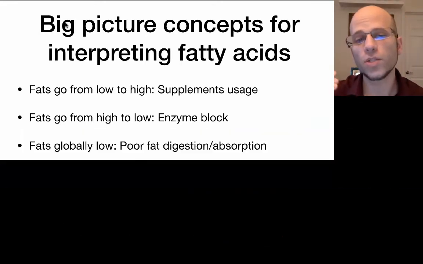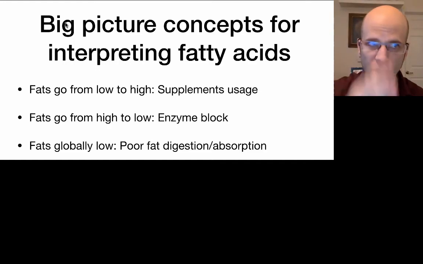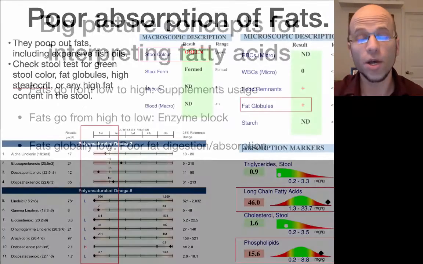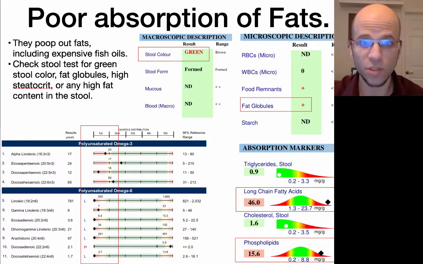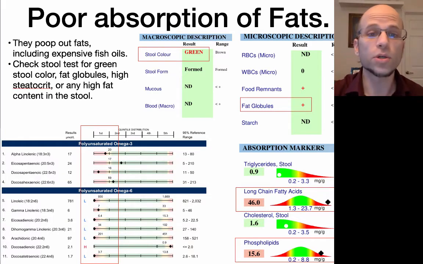The third concept is that if all the fats are globally low, that's a digestion issue. They're not able to absorb fat, they're not absorbing it through their intestines, so it's not showing up in the blood. So that's the third concept.